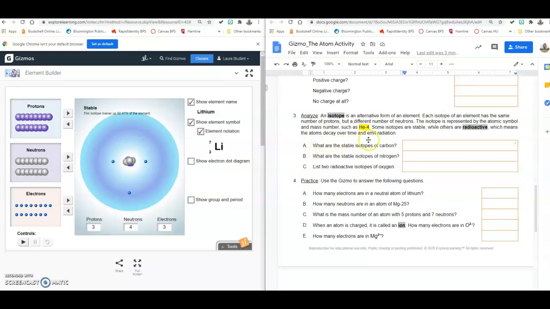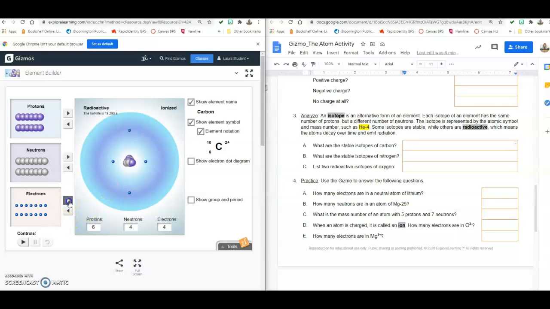So what are the stable isotopes of carbon? Well, first we have to get to the element carbon to find that information. And I know now that if I change the number of protons, I change what element I have. Okay, so right now I only have 3 protons. Starting at the beginning, 1 proton is helium, so let's just keep adding protons until we get to carbon. Oh, there's carbon. So 6 protons gives you an atom of carbon.